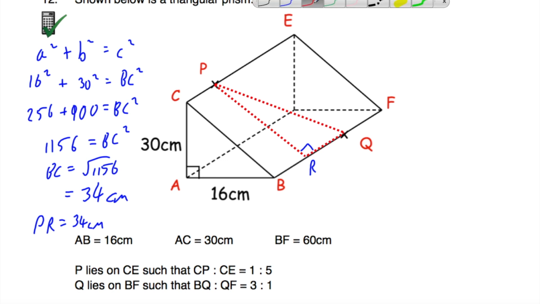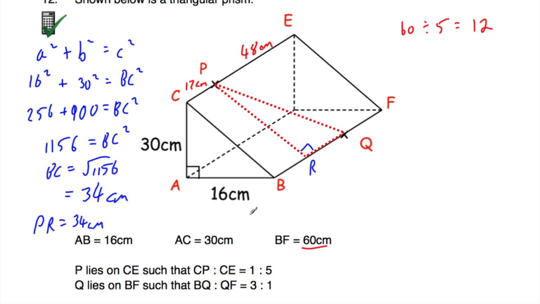Now what's great is we know what the whole distance is. The whole distance is 60 centimeters. So if we just do 60 divided by 5, that's equal to 12. So that means that from C to P would be 12 centimeters, and then from P to E would be the rest, which would be 48 centimeters. And let's just check that. The ratio of CP to CE, well, CP would be 12 and CE would be 60. Well, if you cancel down 12 to 60, you get 1 to 5. So that's fantastic. So we know that's 12 centimeters. So that's great. We now just need to find out what QF is.